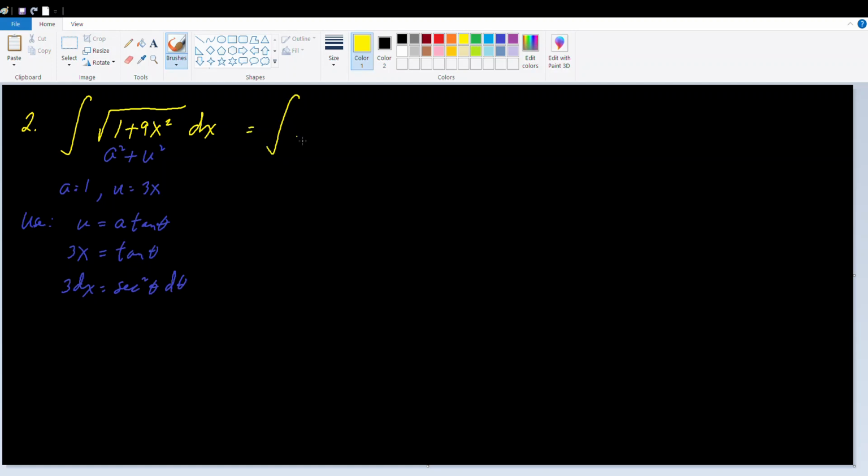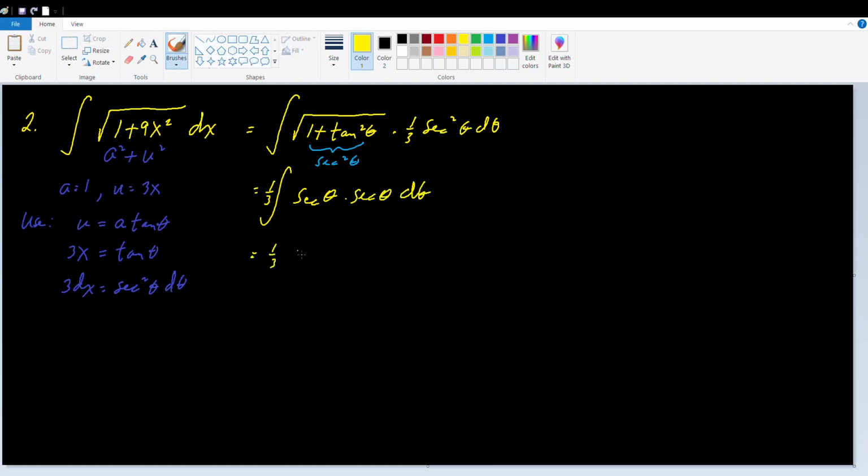So applying this to our integral, the square root of 1 plus 9x squared will become 1 plus 9x squared, which is the square of 3x and the square of tangent theta, or tangent squared theta, while dx is 1/3 secant squared theta d theta. 1 plus tangent squared theta is equivalent to secant squared theta, and its square root is secant theta, times 1/3 secant squared theta d theta, or equivalently, that is 1/3 of the integral of secant squared theta d theta. We can readily evaluate the integral of secant. No, this becomes secant cube actually.